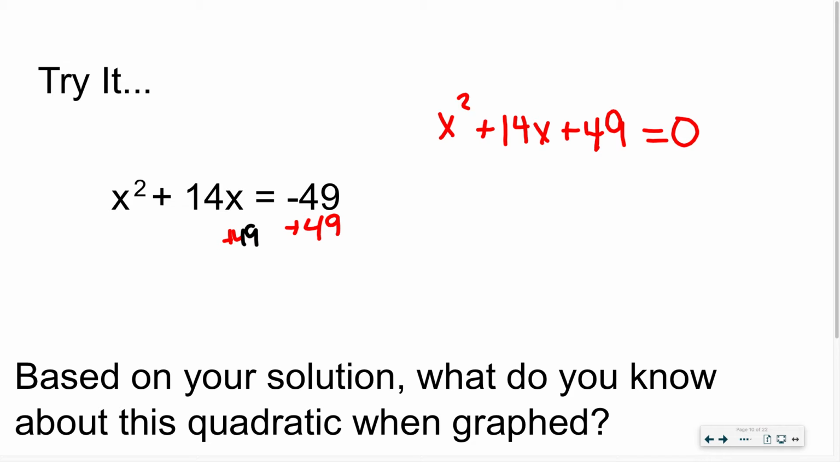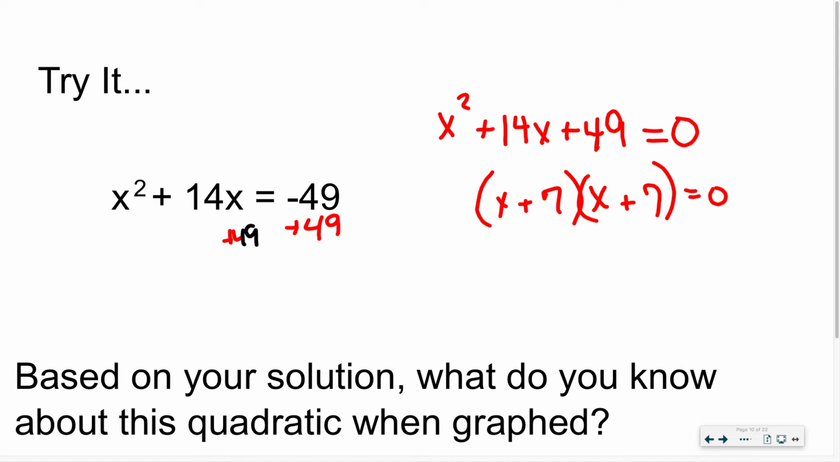Say it again. That do what? I can find factors of 49 that add to 14. Yeah, I don't have to multiply the a value and the c value and break it out into a 4-term polynomial. You don't have to do that if your coefficient here is a 1. You can just find factors of 49 that add up to 14. It saves time. If you factor the other way, you're okay. You'd still come up with x plus 7 and x plus 7.